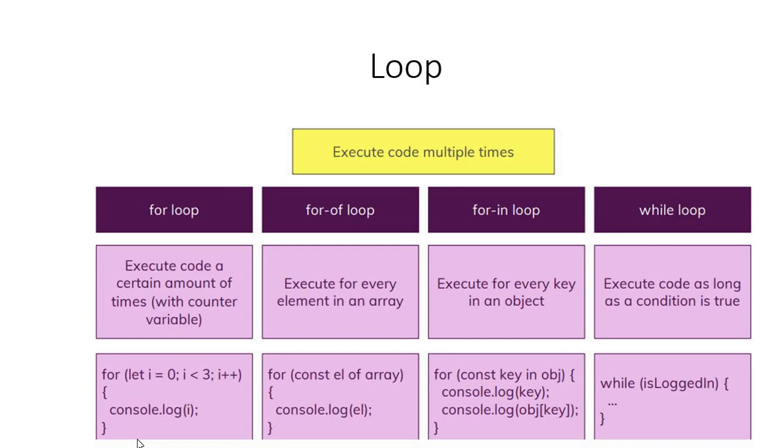The for of loop is similar. It executes for elements in an array. We mostly use the for of loop with arrays in JavaScript. So how we do it is: for element el here, of is the keyword, then whichever array it is, and then we console log it.